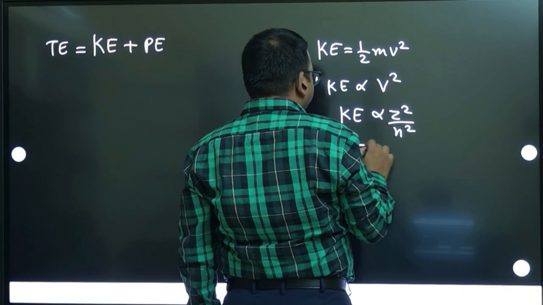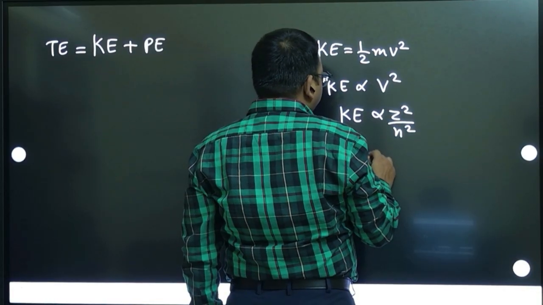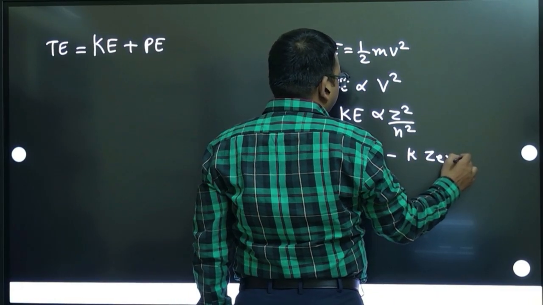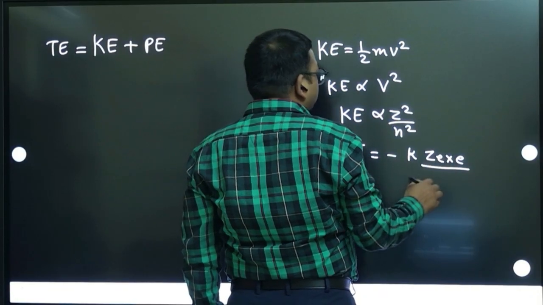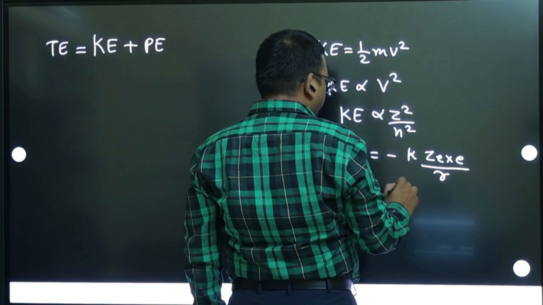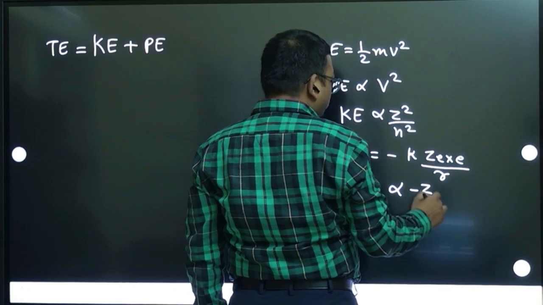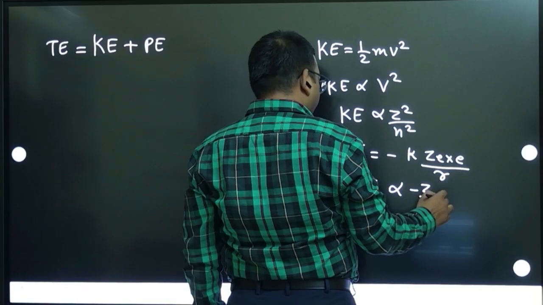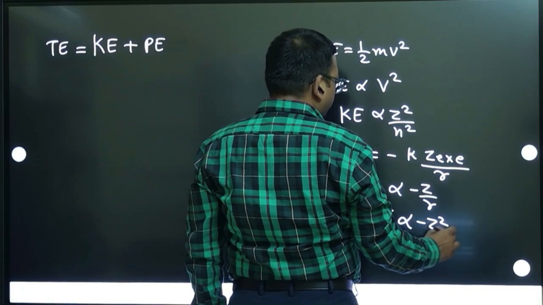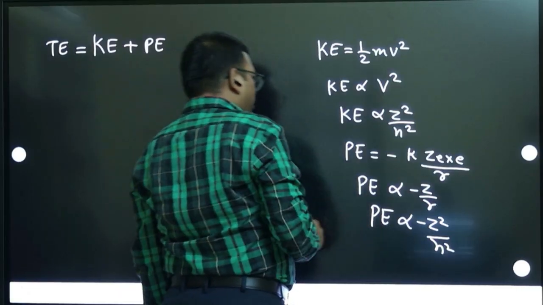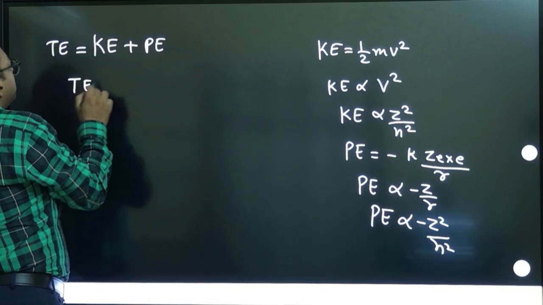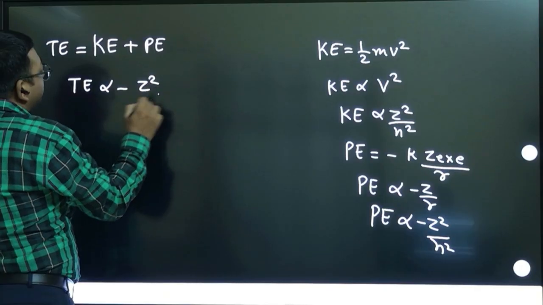Similarly, potential energy, of course, it comes minus, right? Minus k z e into e, because the charges are opposite, divided by r. So potential energy is proportional to minus z by r. Now r is proportional to n square by z, so potential energy is proportional to minus z square by n square. And a very important thing is that when you add, the total energy will also become proportional to negative of z square by n square.